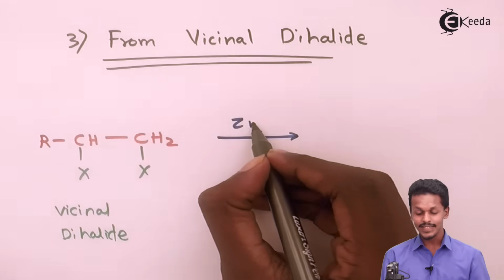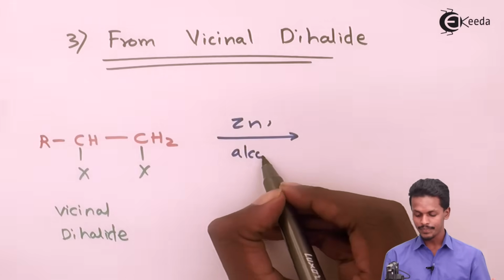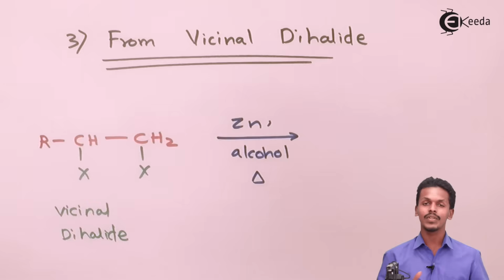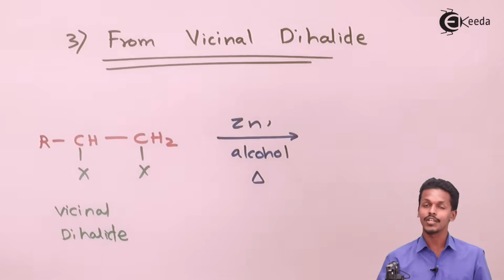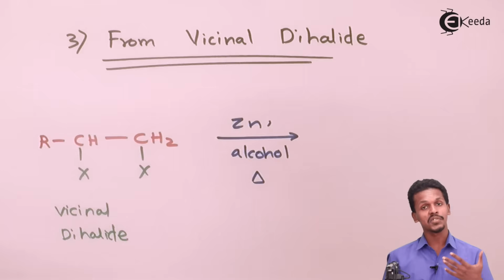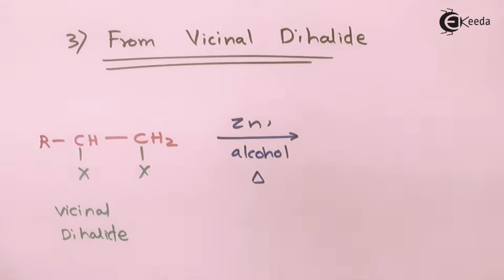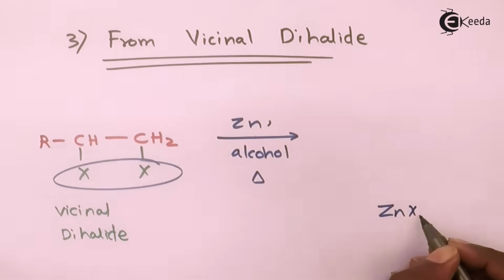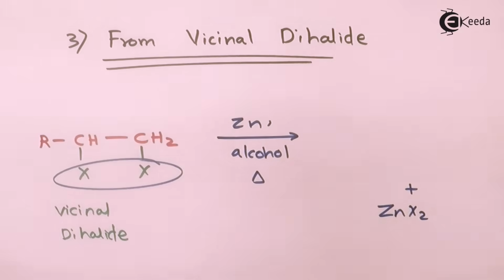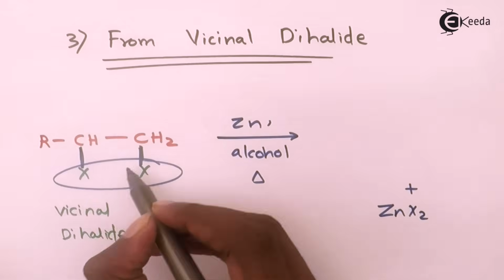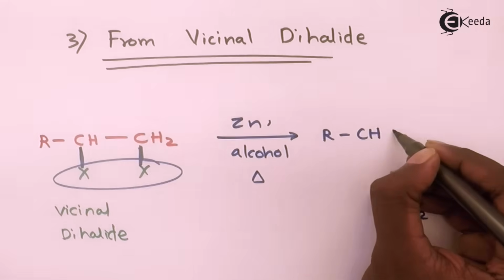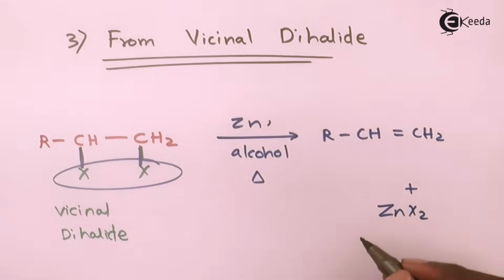So we will use zinc, in the presence of alcohol, or in alcoholic condition, and we will heat it. So what will happen, as we know that zinc has an oxidation state of +2, and this halogen has an oxidation state of -1. So the zinc removes both the halogen atoms in the form of ZnX2. In this case also an elimination process will take place, and the double bond will form between these two carbon atoms, and hence we will get RCH double bond CH2, which is known as an alkene.